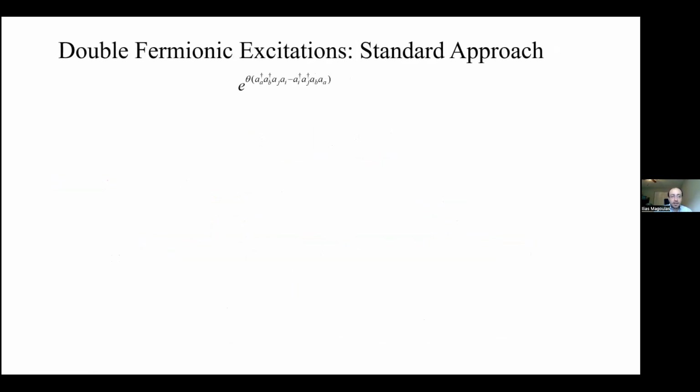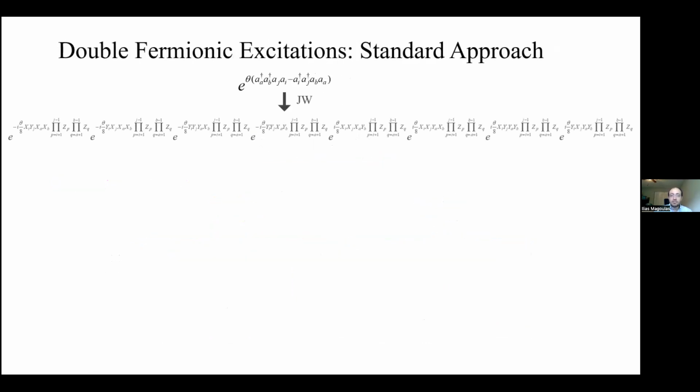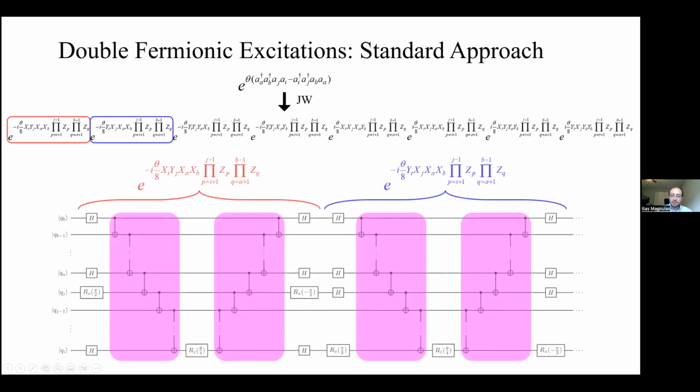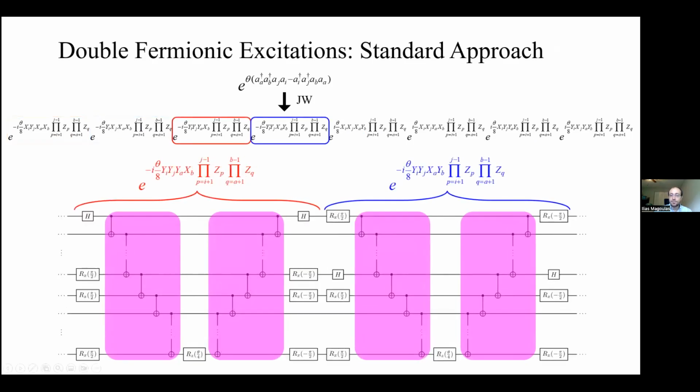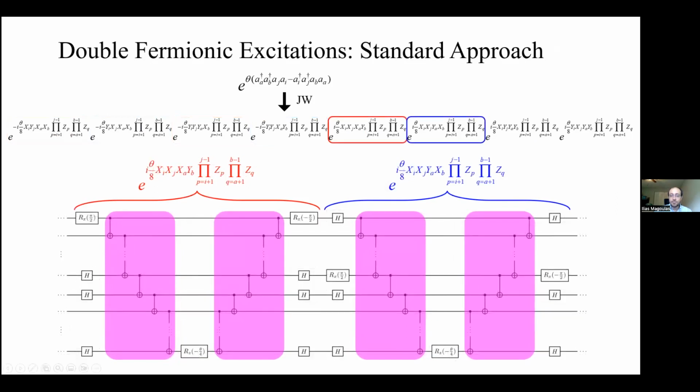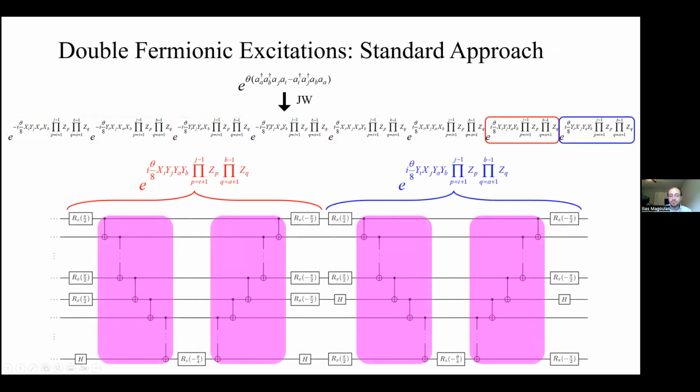We can do the same analysis for a double fermionic excitation. And in this case, on the quantum device, you end up with these 8 exponentials. And this is the quantum circuit implementing the first 2, the next 2, the next 2, and the last 2. And again, the important thing to pay attention to is that now we need 16 CNOT staircases.